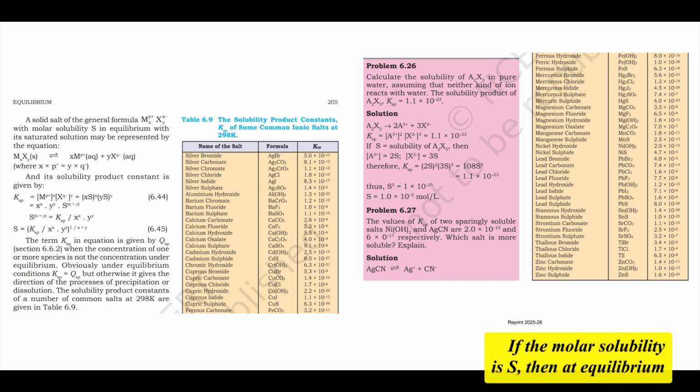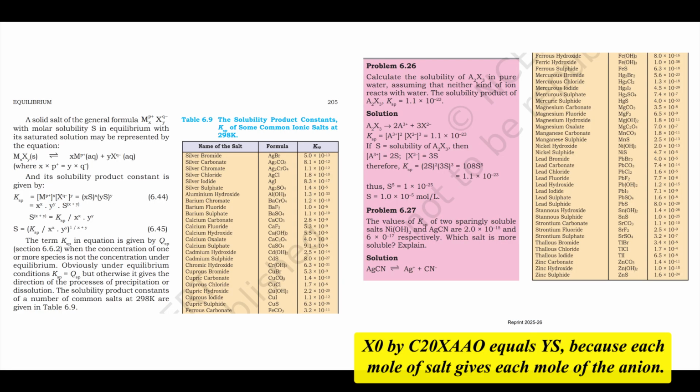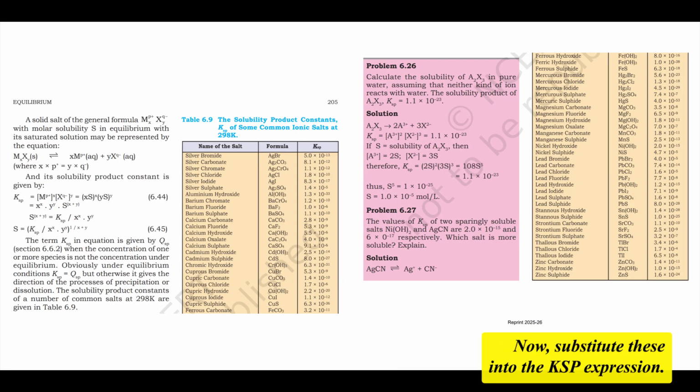If the molar solubility is S, then at equilibrium in the saturated solution, [M^(y+)] = xS, because each mole of salt gives x moles of the cation. [X^(x-)] = yS, because each mole of salt gives y moles of the anion. Now, substitute these into the Ksp expression. Ksp = (xS)^x (yS)^y. Simplifying this gives the general relationship Ksp = x^x y^y S^(x+y).